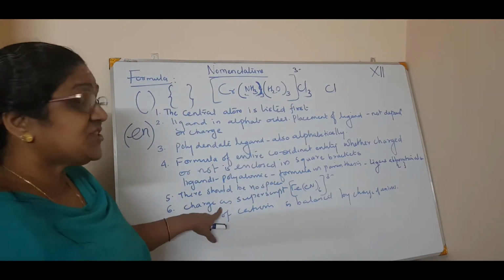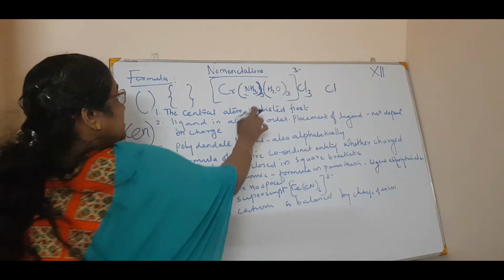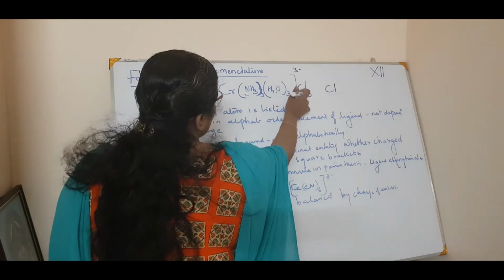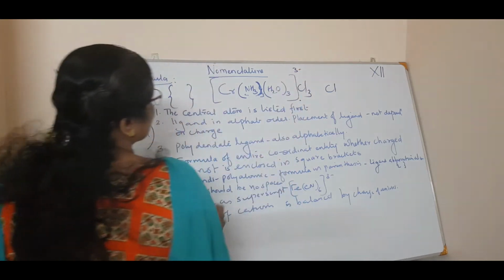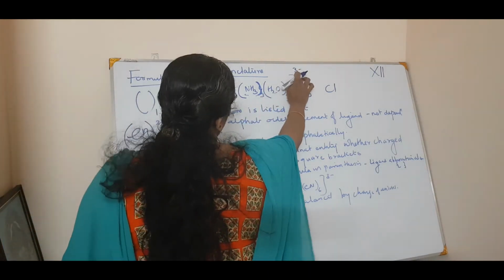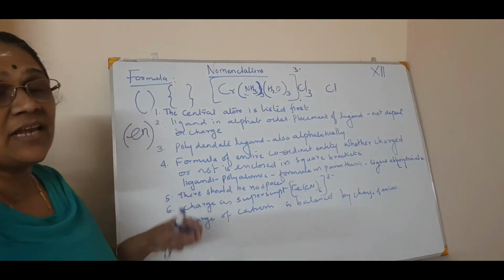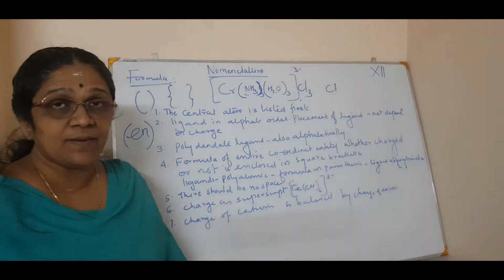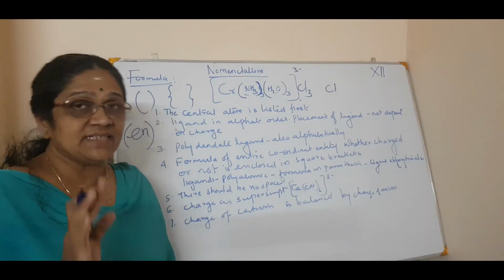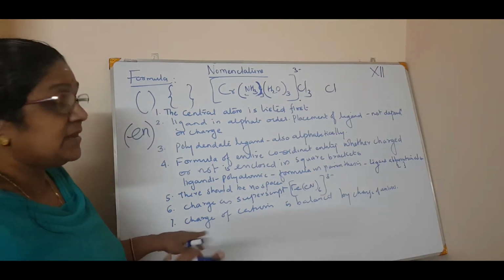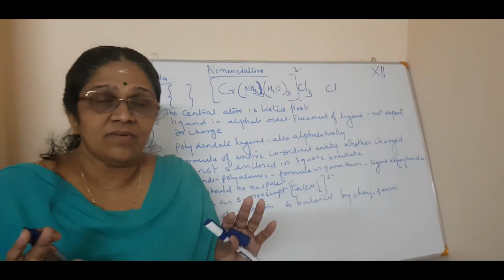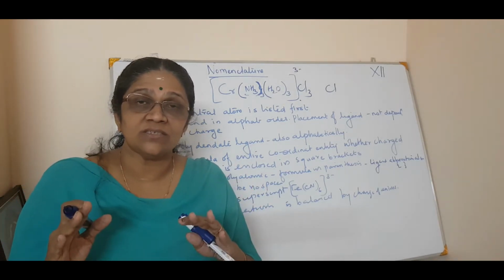Then, if there is a charge, as I told you, it is written as a superscript, not as a subscript. First the charge number, and then the charge sign. Like 3 minus, not minus 3. It is written as 3 minus. Clear? It's very simple. Then at last, whether there is a charge or no charge, what should it be?